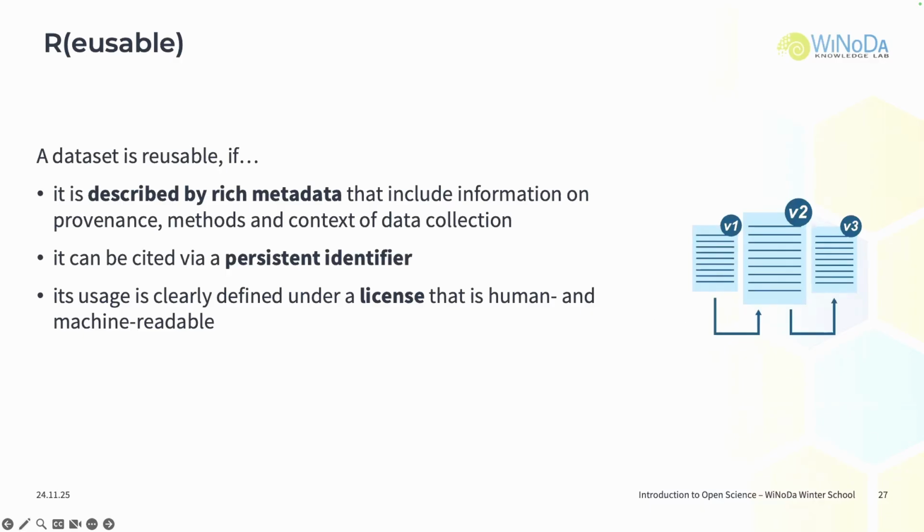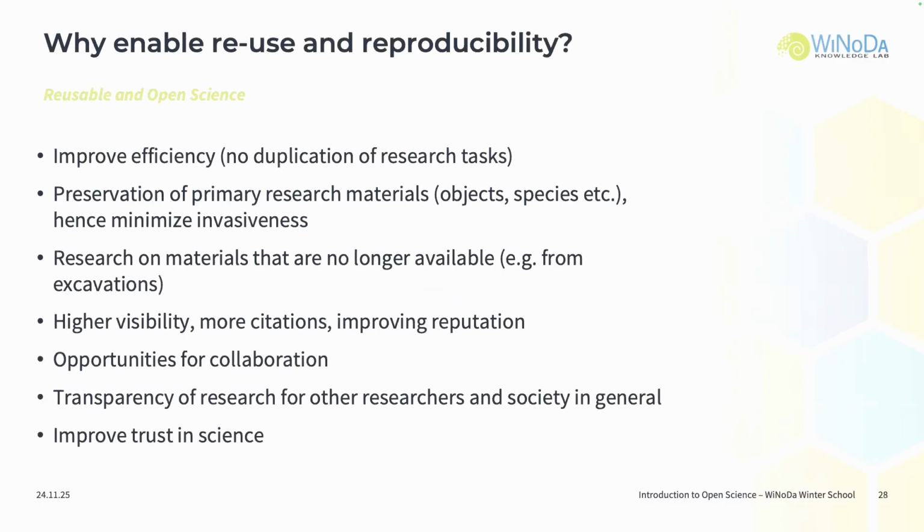As I say, a dataset is reusable if it is described by rich metadata, if it can be cited via persistent identifier, and if it's using a license that is human and machine readable, all three aspects we already mentioned. And reuse and reproducibility are, of course, central aims for both open science and FAIR, and they are important because they improve efficiency, so they avoid duplication of research tasks. They can help to preserve primary research materials by minimizing invasiveness.